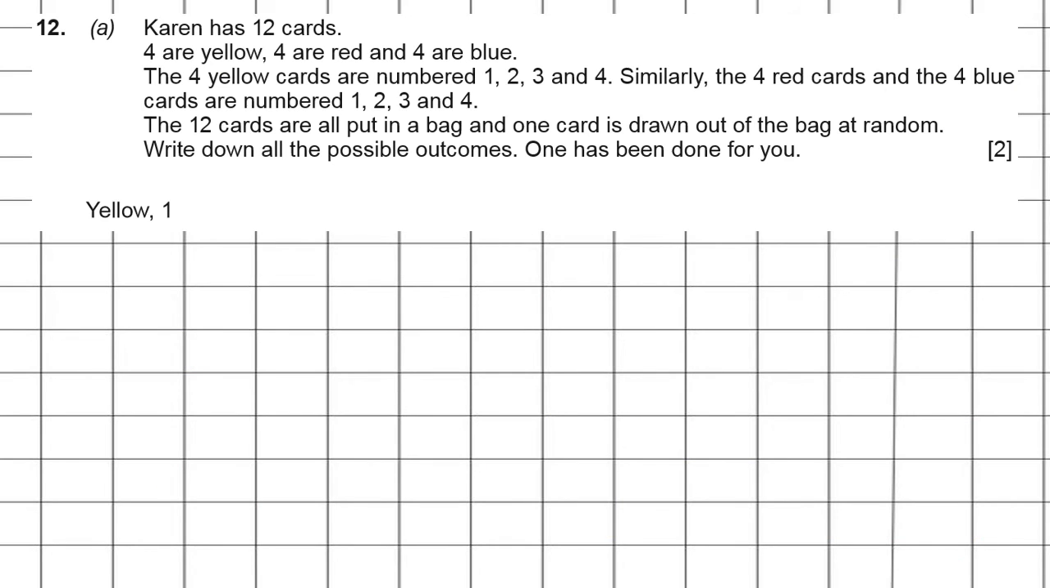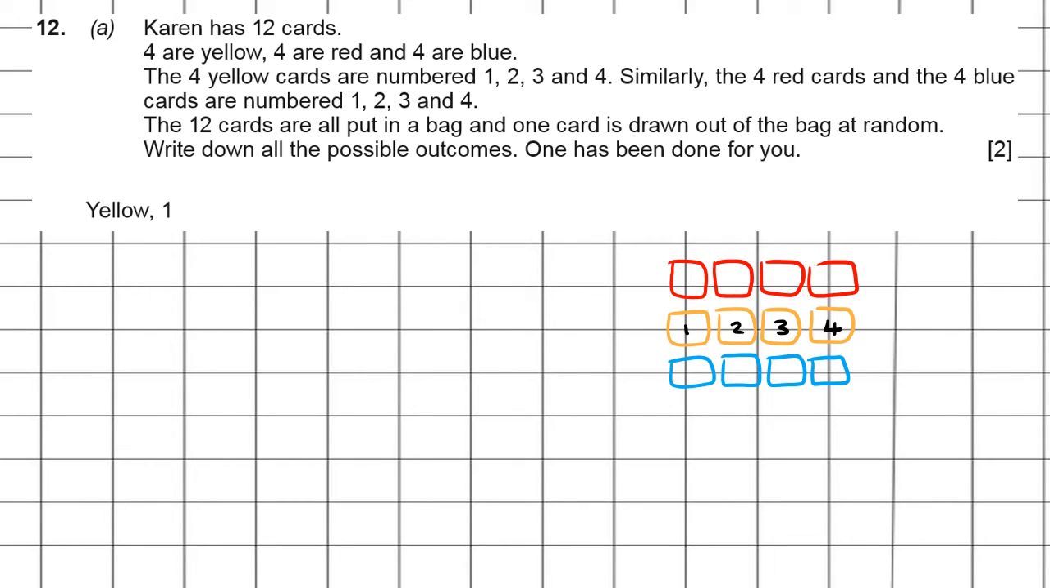Okay, Karen has 12 cards. 4 yellow, 4 red, and 4 blue. Okay, so 1, 2, 3, 4. 1, 2, 3, 4. And 1, 2, 3, 4. 12 cards. The 4 yellow cards are numbered 1, 2, 3, 4.